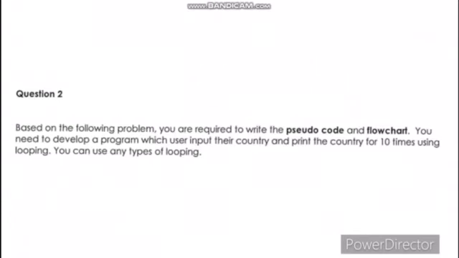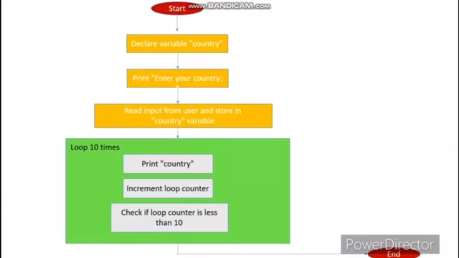So this is the flowchart for question number 2, which is we start with start, and then we declare variable country, and then we print enter your country. Next is read input from user and store in country variable, and then for this process we need to loop 10 times, which is we print country, increment loop counter, check if loop counter is less than 10, and then we will end with end.